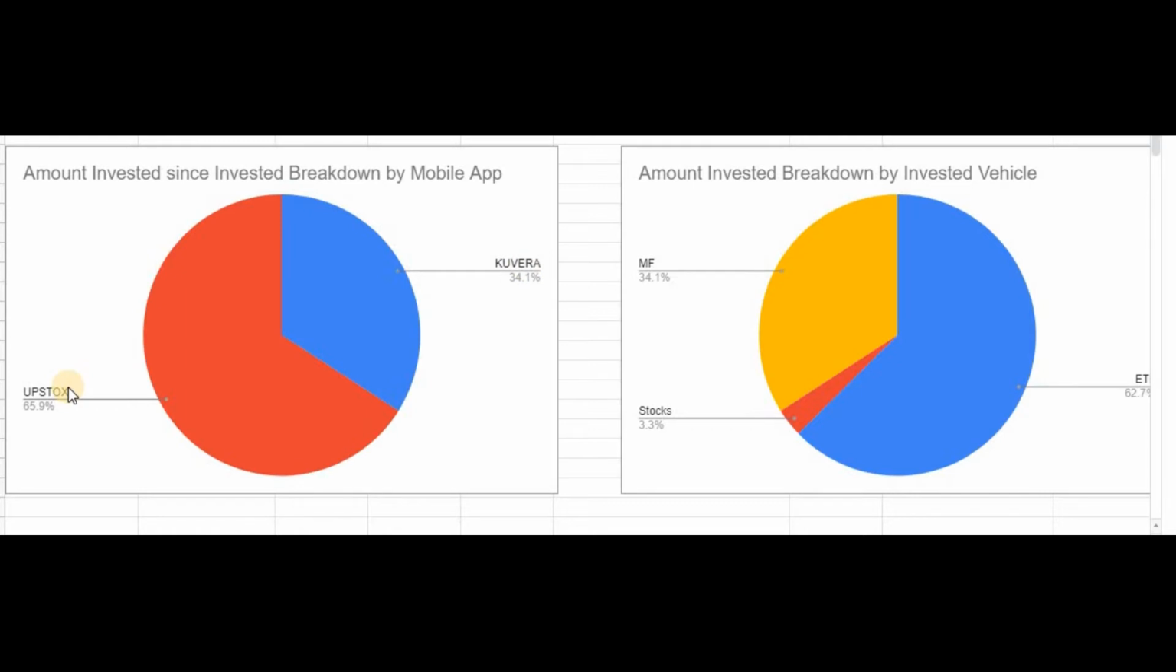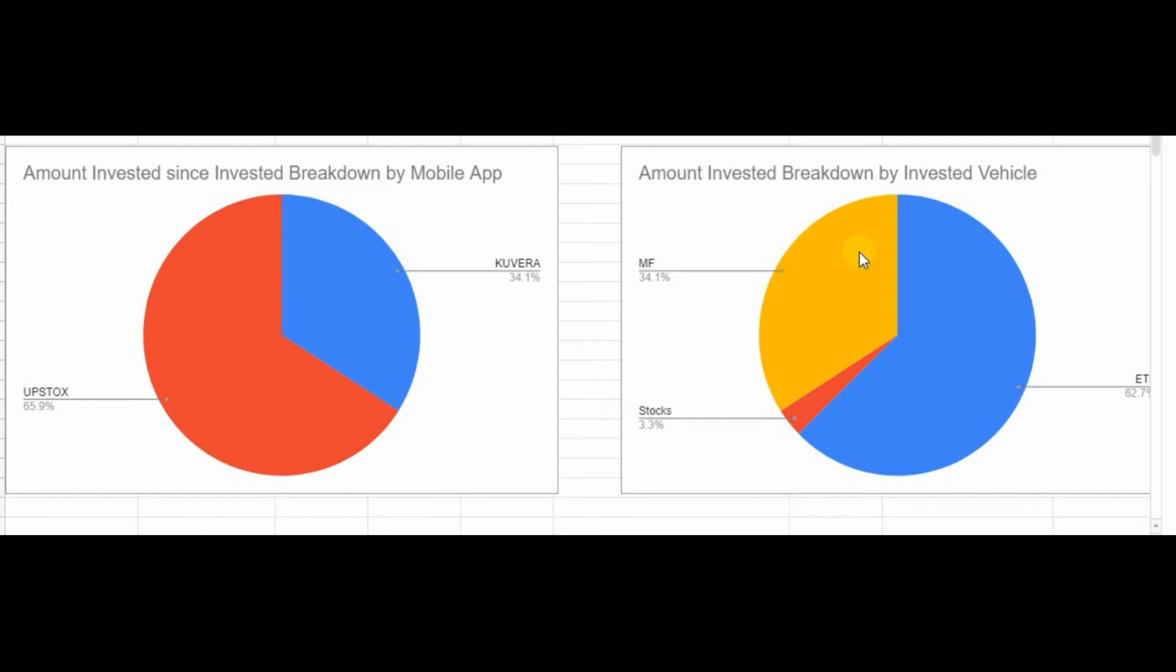I already said about this. By seeing this pie chart, we can easily understand that the red part is more. That means the highest amount I invested in Upstox, that is 65.9%. And this blue part is for Kuvera. And this is saying that I invested my second highest amount in Kuvera, that is 34.1%. That is what this pie chart is explaining to us.